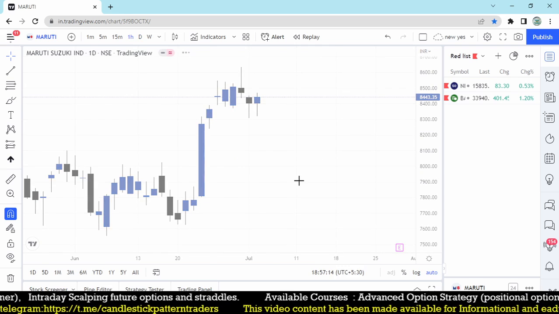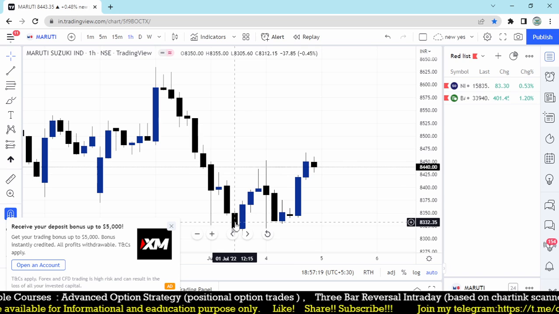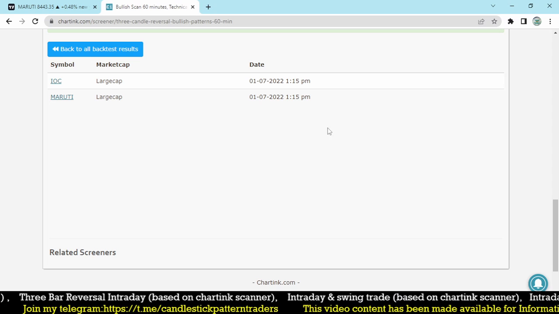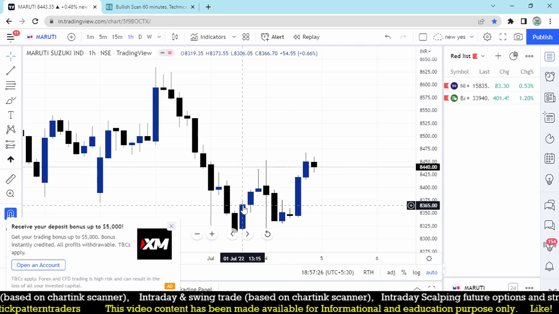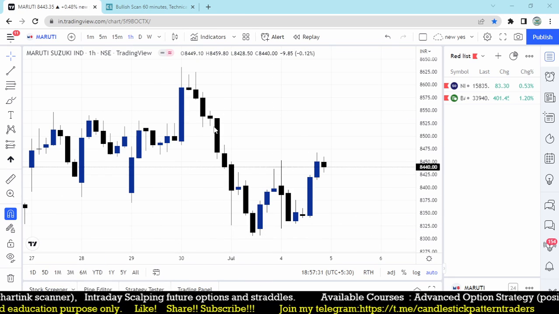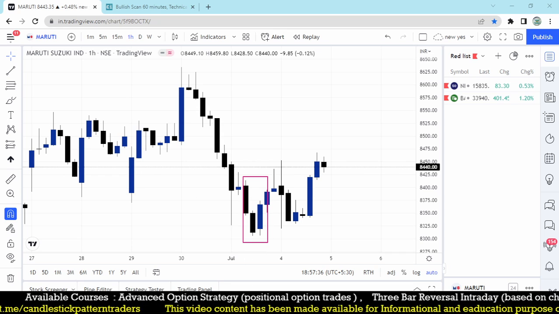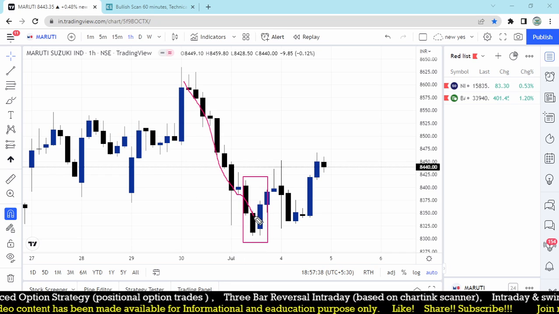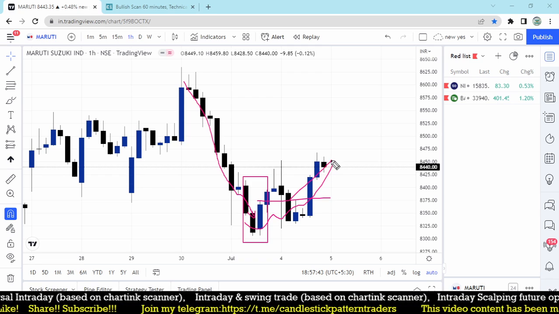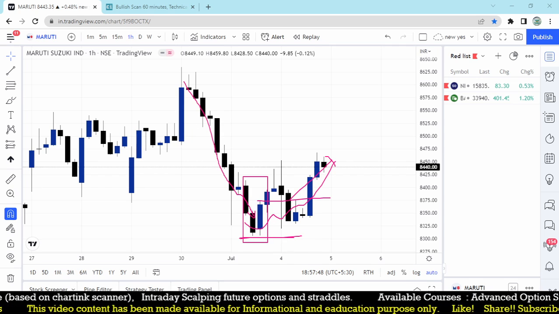Okay, let's check it out. The 3-bar reversal on Maruti hourly time frame, where you find this is happening on 1st of July at 1:15. So this is what is happening at 1:15. This is where we find such a great opportunity. So let's try it out. This is a 3-bar. But you see the stock has fallen very big and is trying to recover. It has recovered a little bit. So we keep the stop loss at this lowest level, right?